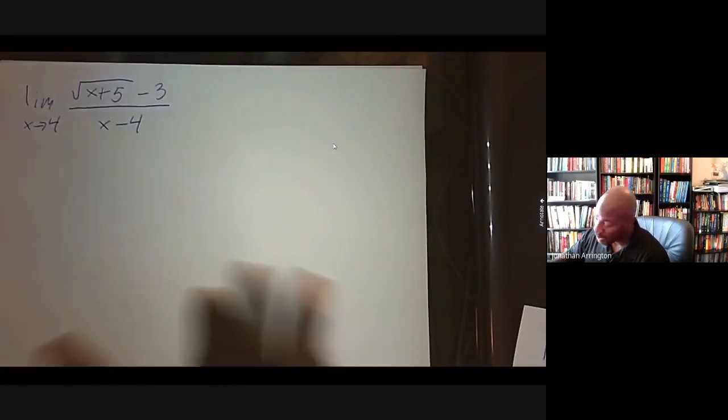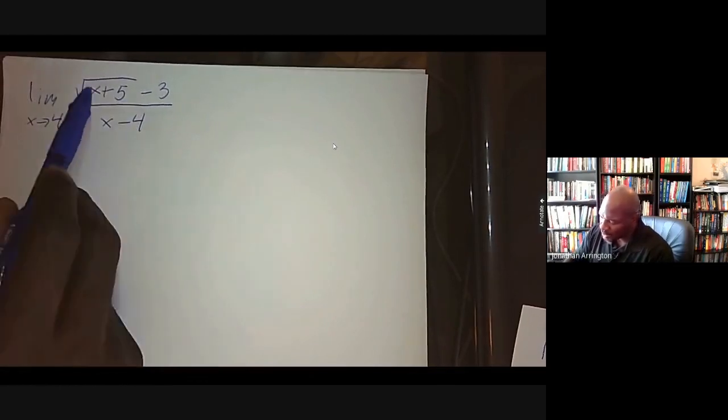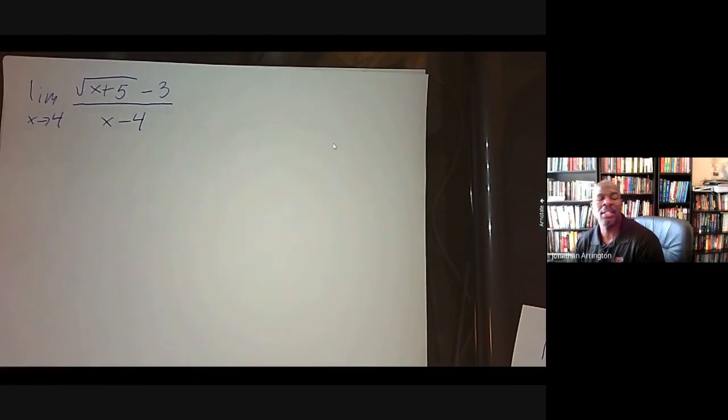All right, so here we're finding the limit as x goes to 4 of the square root of x plus 5 minus 3 over x minus 4. I will plug in 4 for x. 4 plus 5 is 9. Square root of 9 is 3. 3 minus 3 is 0. 4 minus 4 is 0. I get 0 over 0, indeterminate form.